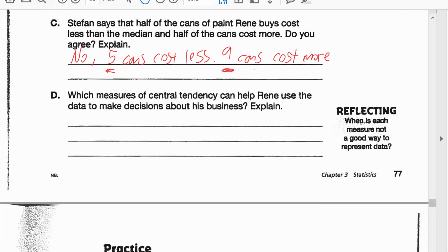And then D, which measure of central tendency can help Renee use the data to make decisions about his business? We can look at the mean and mode. Median isn't useful in this situation.